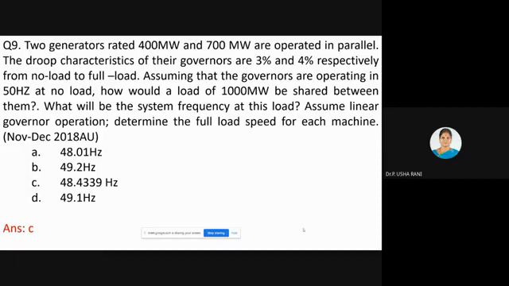Assume linear governor operation. Determine the full load speed for each machine. This is the Anna University 2018 November question paper. Four options are given, and among them option C, 48.4339 Hz, is the correct value.